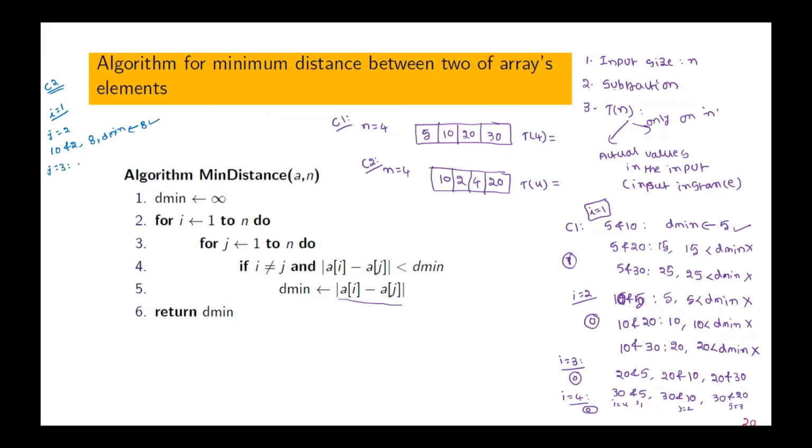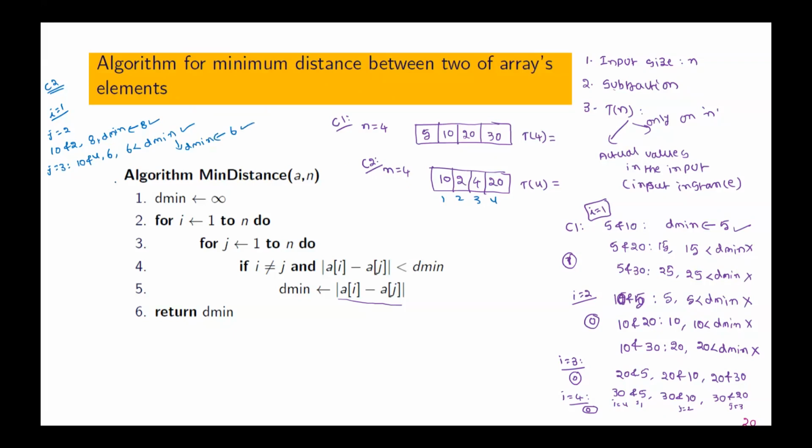What are the elements that are compared? 10 and 4. Third place, 4 is there, 10 and 4. What is the minimum value? Now it is 6. Now it compares 6 with the D minimum. Is it true or not? Yes, it's true. That's why D minimum is updated. D minimum becomes 6.